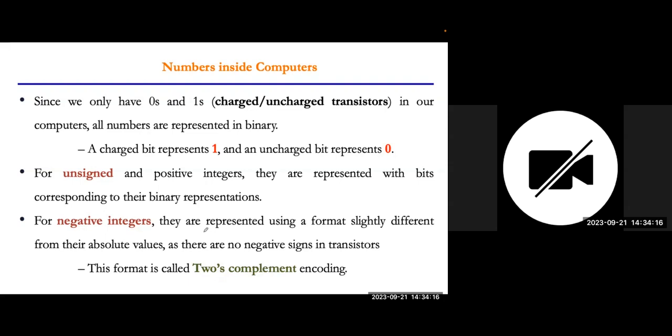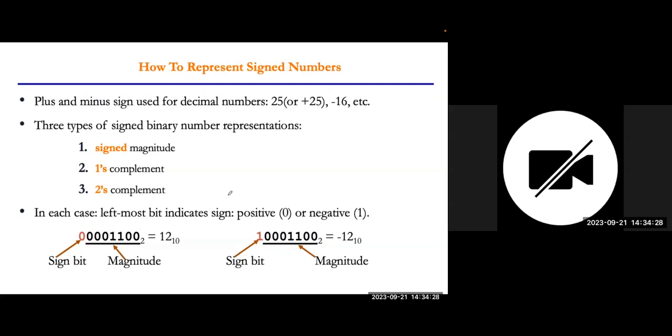Two's complement encoding. We will discuss how this two's complement encoding is used to represent signed numbers. Signed numbers means positive integers may be represented like plus A, where A is any number from 0 to some n digits, and negative numbers will be represented like minus A, that will also range from 0 to n. Any number which is represented with plus or minus, we call a signed number. So plus and minus signs are used for decimal numbers, and we call them signed numbers.